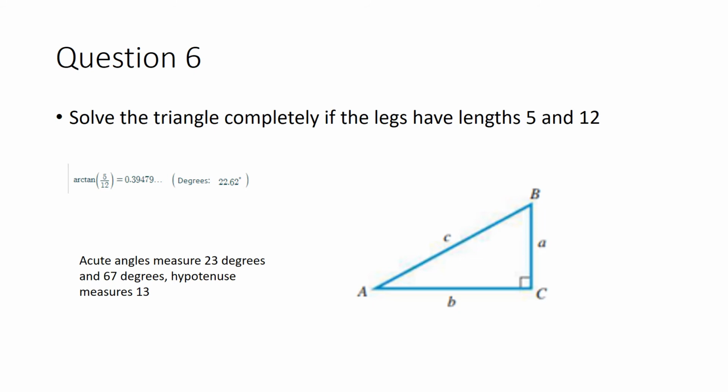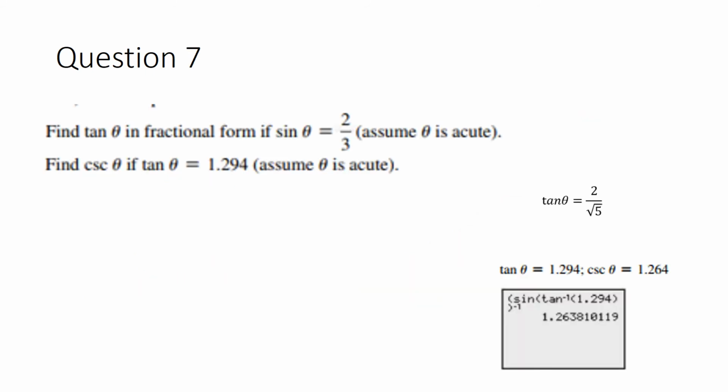And we can say 12 squared plus 5 squared is the square root of 169 or 13. So the answer to this is the acute angles measure 23 degrees and 67 degrees, and the hypotenuse measures 13 units. Question 7 had 2 parts, count them 5 points each.